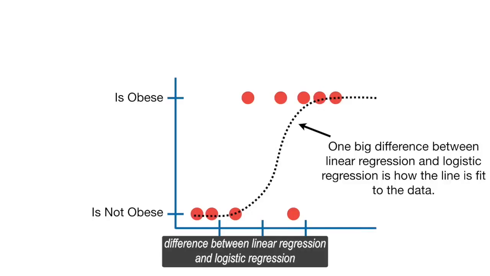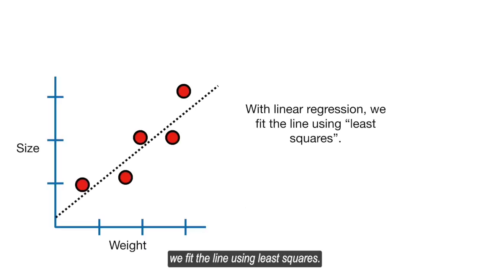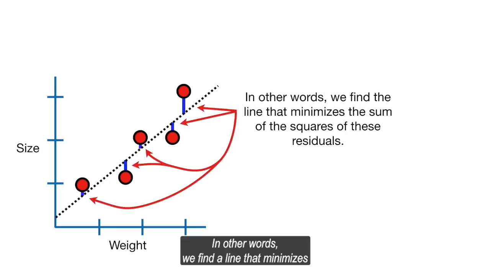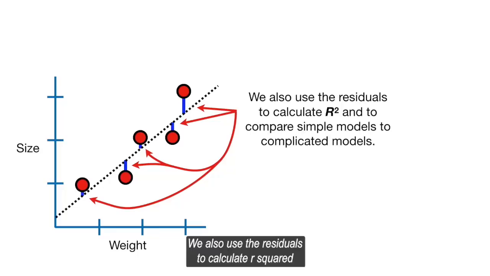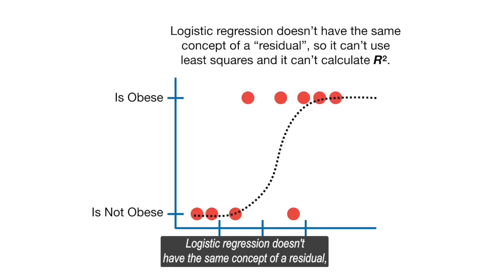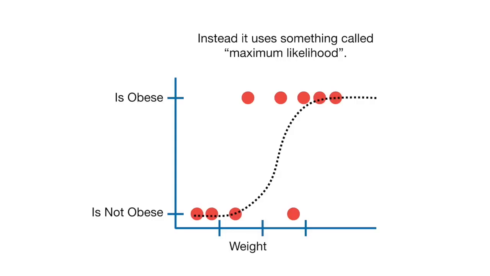One big difference between linear regression and logistic regression is how the line is fit to the data. With linear regression, we fit the line using least squares. In other words, we find the line that minimizes the sum of the squares of these residuals. We also use the residuals to calculate R² and to compare simple models to complicated models. Logistic regression doesn't have the same concept of a residual, so it can't use least squares and it can't calculate R². Instead, it uses something called maximum likelihood.